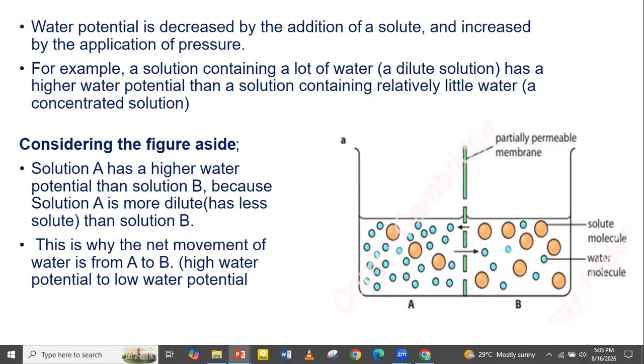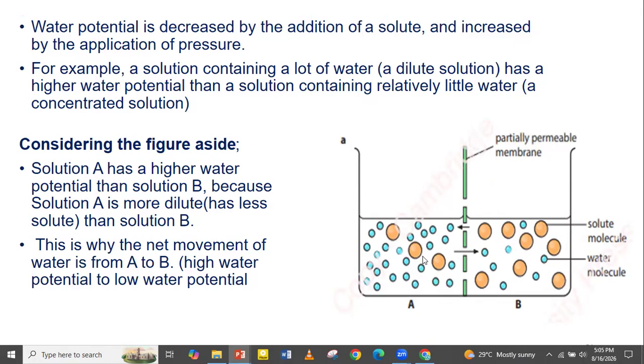What other factor affects water potential? The other factor that affects water potential is the application of pressure. Let's consider still these two solutions. We have seen solution A has a higher water potential than solution B.